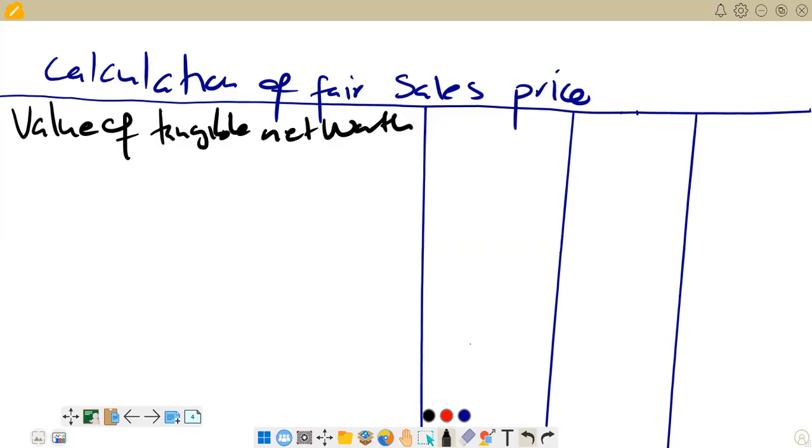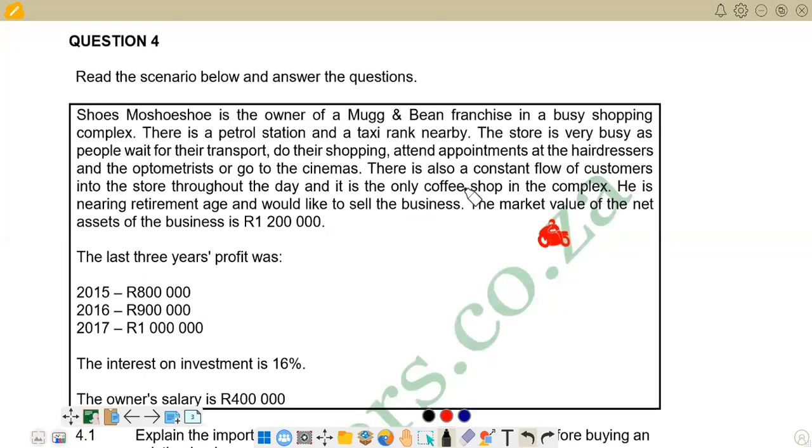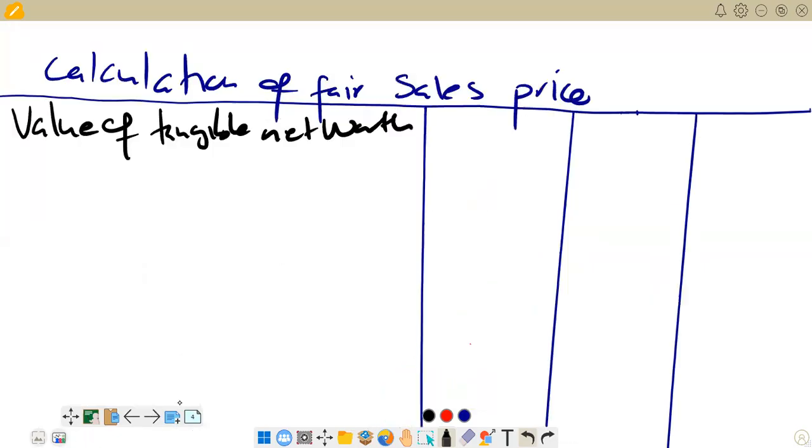This is the figure that we are going to start with. So we check what we have in terms of that figure. We are given it here: the market value of the net assets of the business is 1,200,000. So this is our beginning figure of the value of tangible net worth. We are going to put 1,200,000 there at the beginning.